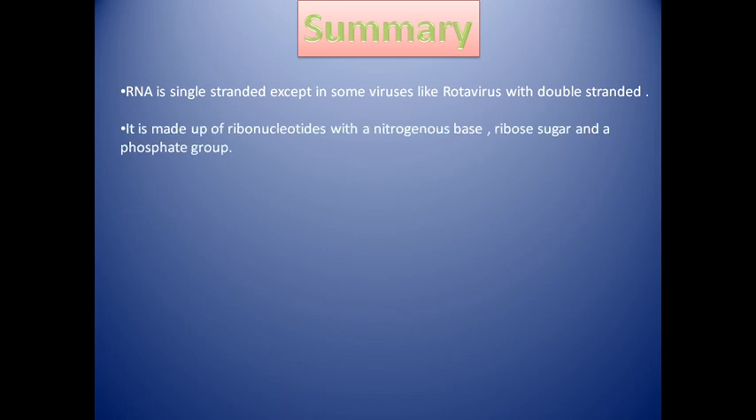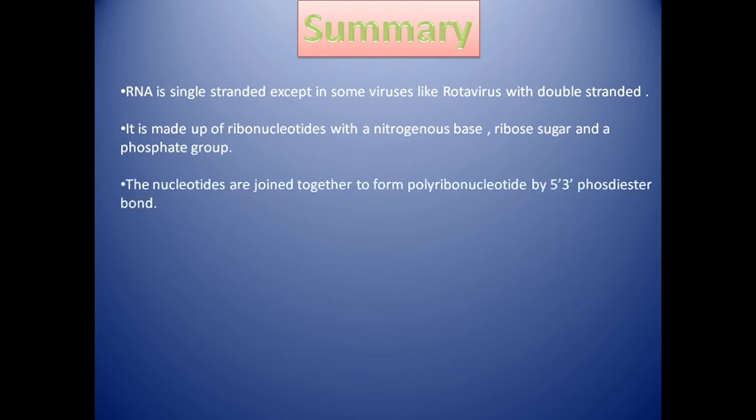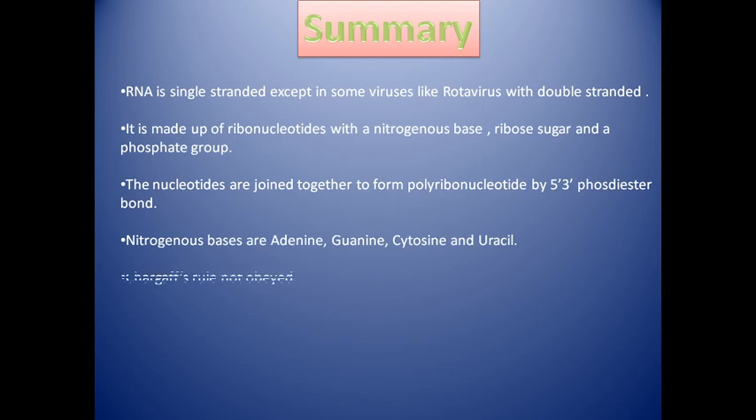Now coming to the summary of what we have learned. RNA is single-stranded except in some viruses like rotavirus, which has double-stranded RNA. It's made up of ribonucleotides with a nitrogenous base, ribose sugar, and a phosphate group. The nucleotides are joined together to form a polyribonucleotide by 5' 3' phosphodiester bonds. Nitrogenous bases are adenine, guanine, cytosine, and uracil. Chargaff's rule is not obeyed. RNA is susceptible to alkali hydrolysis.